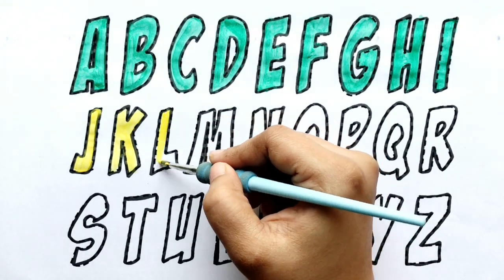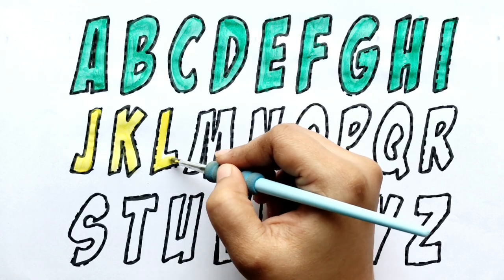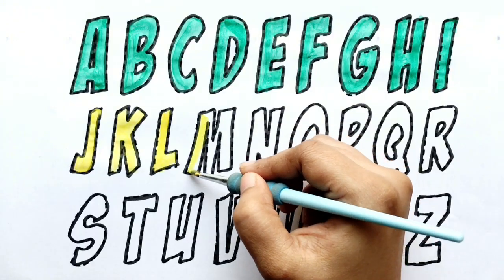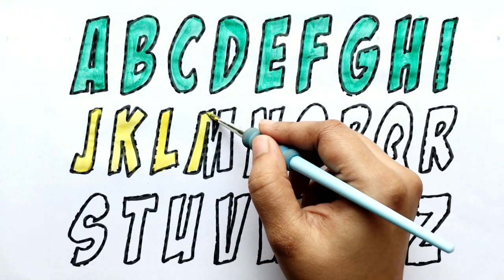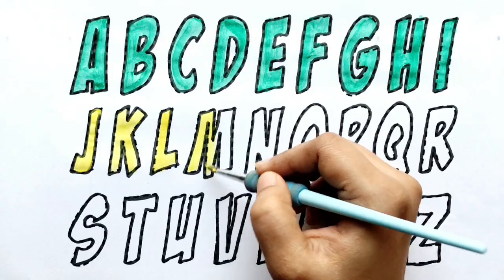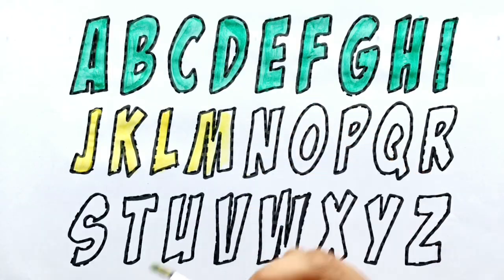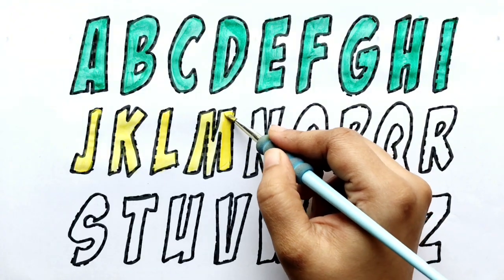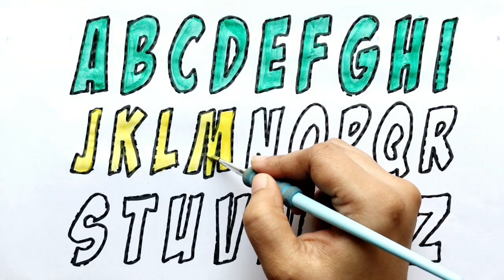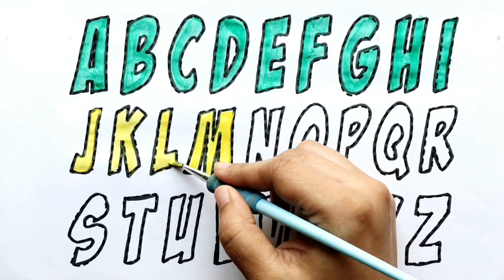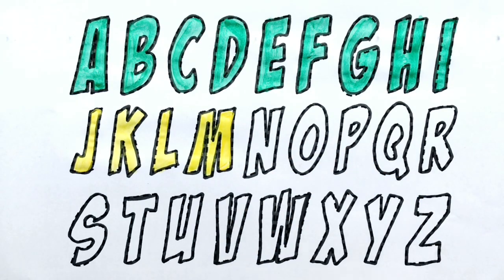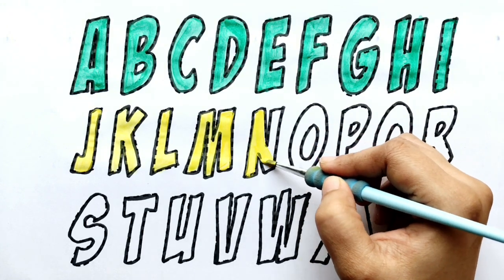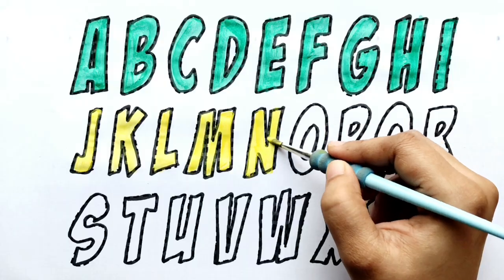L for lollipop, M for monkey, N for nest. A, B, C, D, E, F, G, H, I, J, K, L, M, N, O, P, Q, R, S, T, U, V, W, X, Y, and Z. Now I know my ABCs. Next time, won't you sing with me?